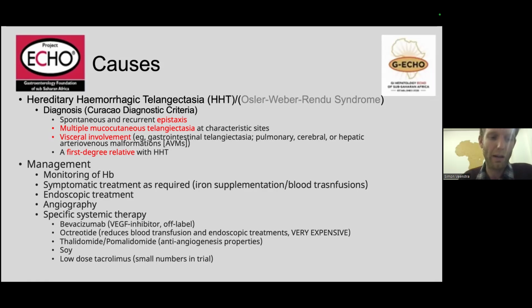And then there's various medications that are being trialed at the moment. Bevacizumab is a vascular endothelial growth factor inhibitor, a monoclonal antibody that's showing promise. I've mentioned octreotide and thalidomide. And then soy has been proposed as well. And although only in small numbers, low-dose tacrolimus has also been shown to be somewhat effective.